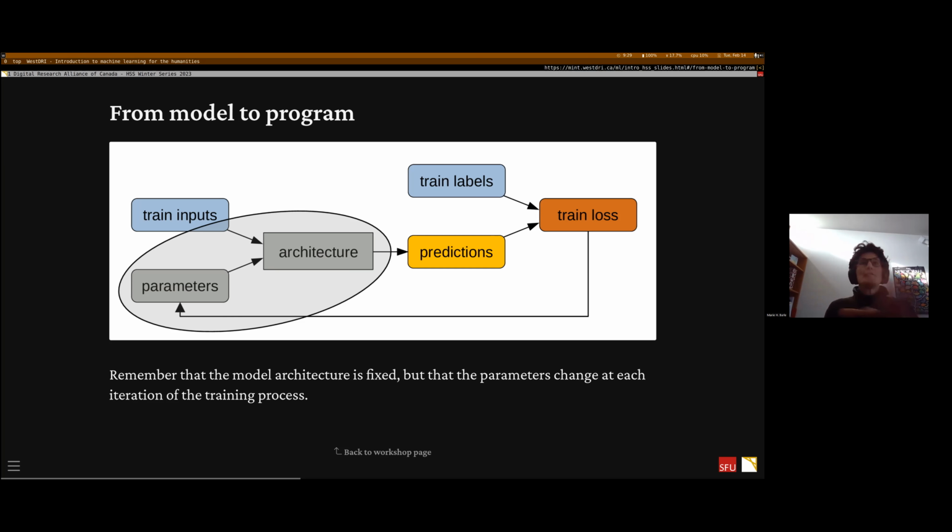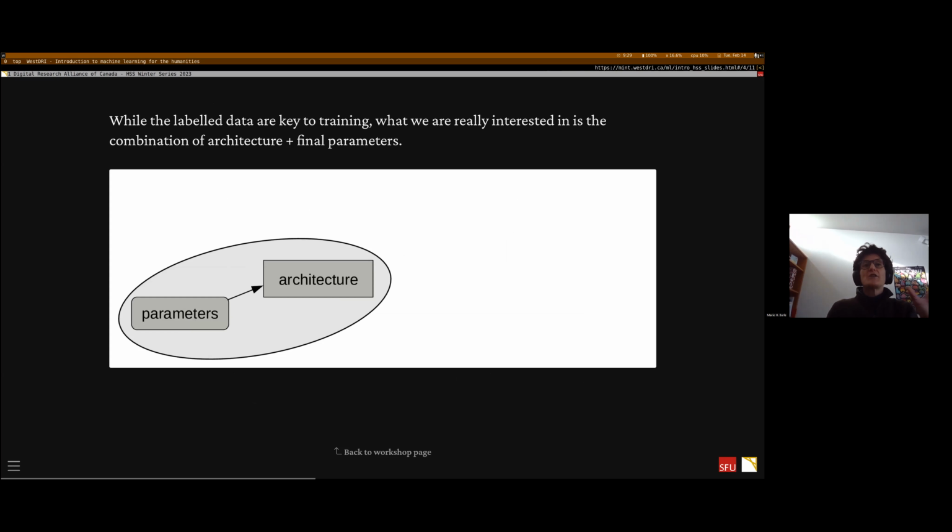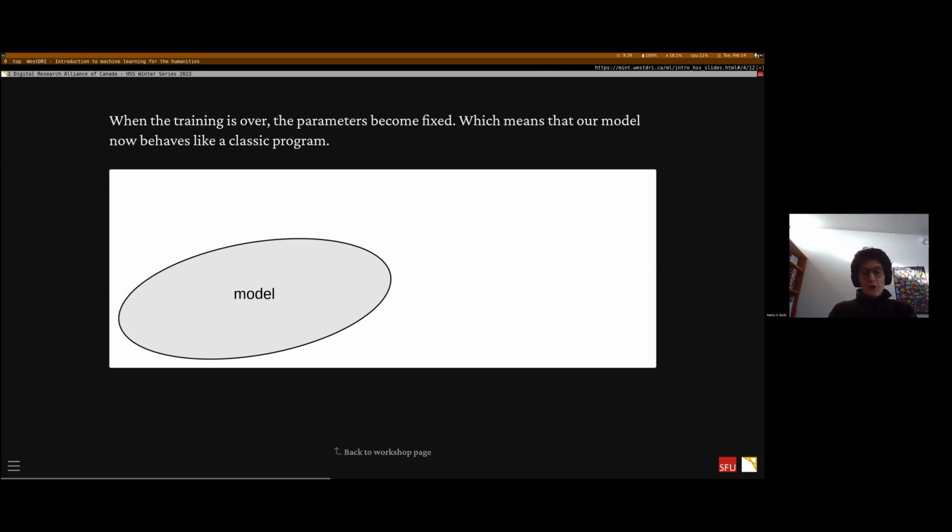So once you are satisfied with your result, once your train loss is good enough, then your architecture, that hasn't changed, that you set at the beginning, you decided, okay, I want my model to be this many neurons, this type of architecture, this size and that, and your initial parameters that have been tweaked at each iteration until they become very good parameters. So that architecture and your final parameters, that becomes actually a program, that becomes your model.